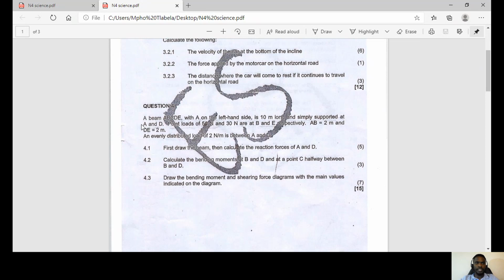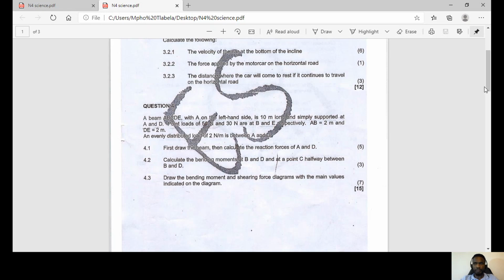Question 4, they say here a beam ABCDE with A on the left hand side is 10 meters long and simply supported at A and D. Point loads of 50 newtons and 30 newtons are at B and E respectively. AB is 2 meters, the length from A to B is 2 meters, and DE is 2 meters. An evenly distributed load of 2 newtons per meter is between A and D.